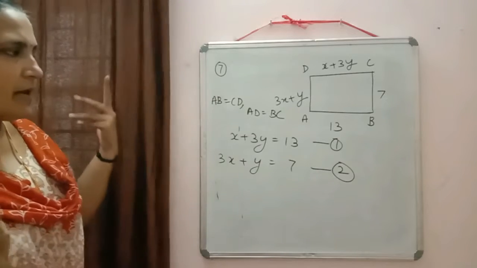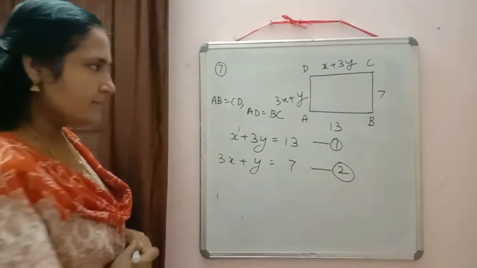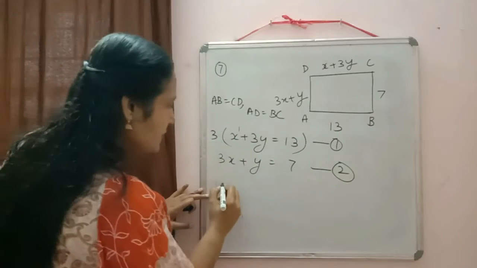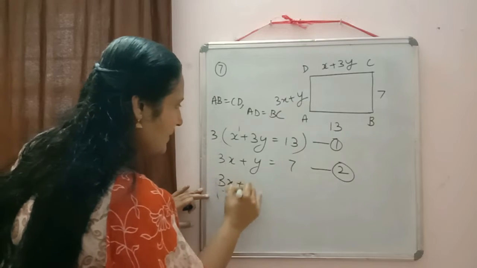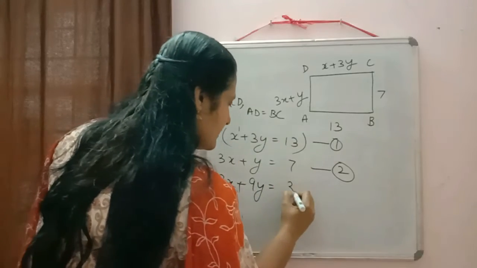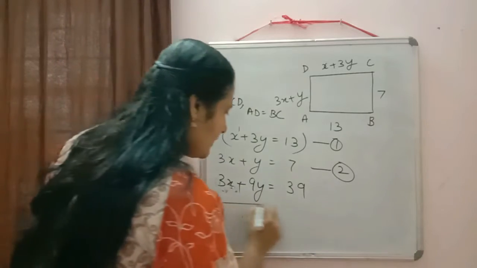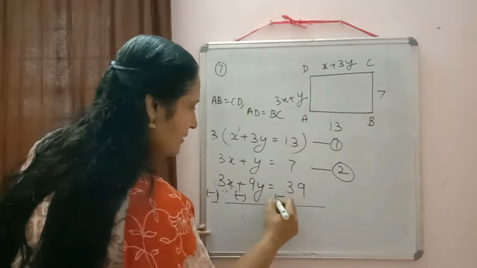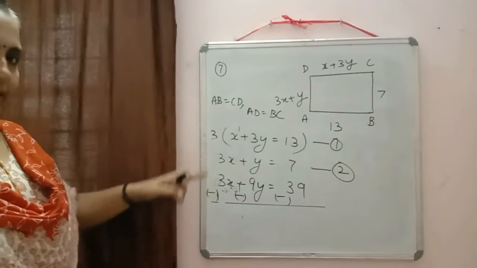So suppose we are multiplying equation 1 by 3. We are eliminating the variable x. So multiplying equation 1 by 3, it will be equal to 3x plus 3 3s are 9y is equal to 13 3s are 39. So the second equation is already written there. So here we can do the subtraction. Why have I subtracted? Because the sign is same. If minus 3x was written there, then we should have done addition.